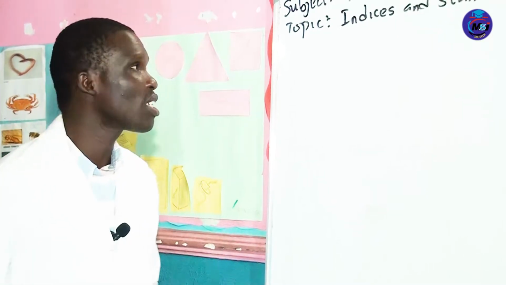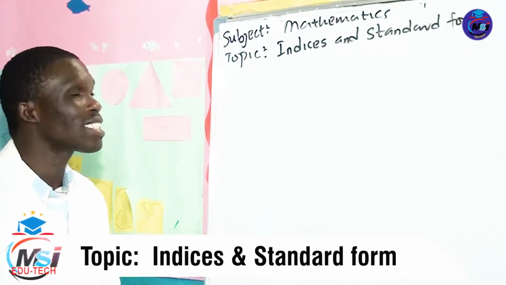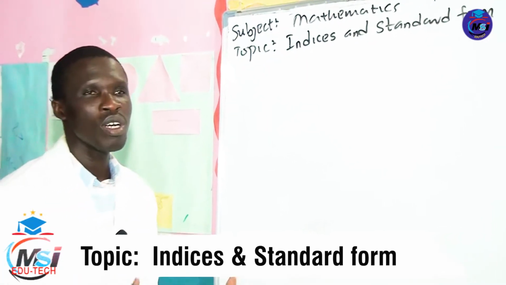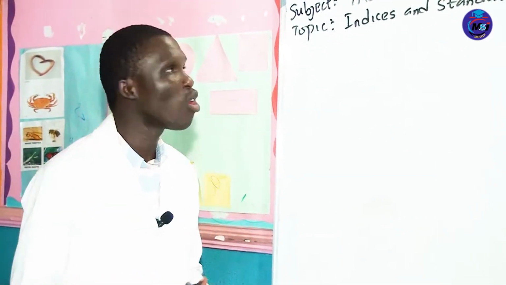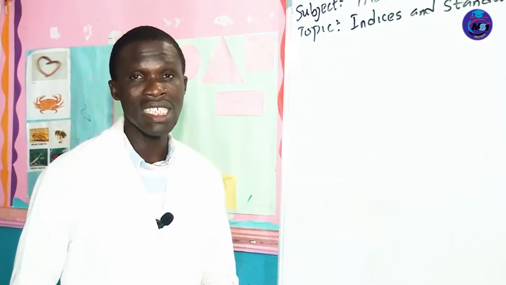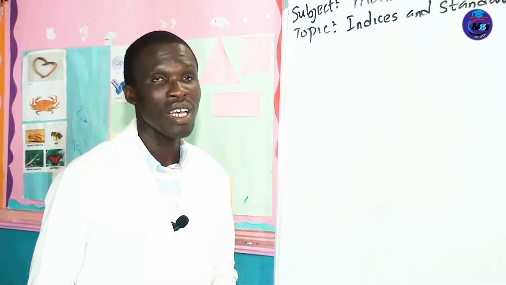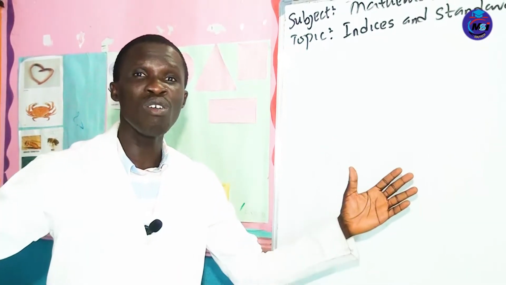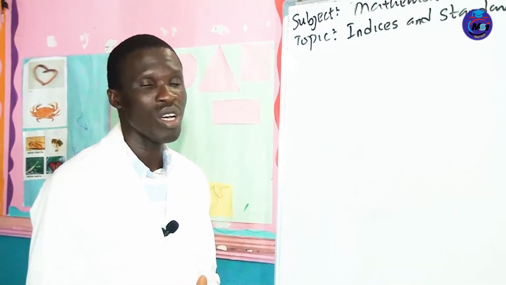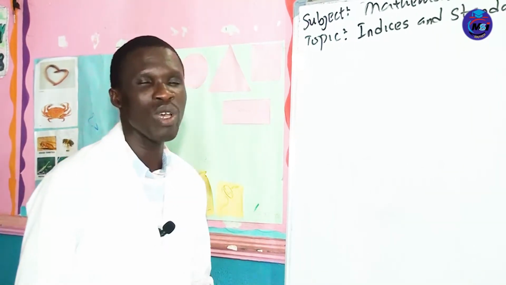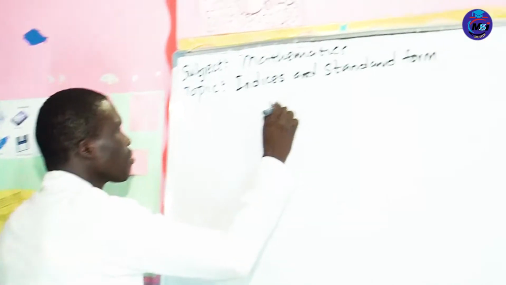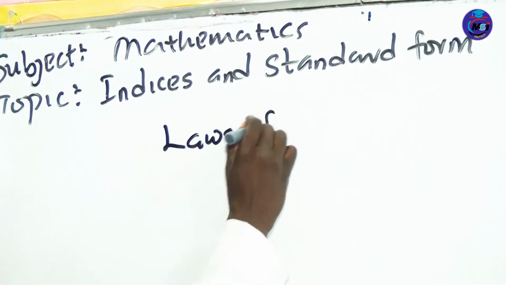Today we are considering another topic, indices and standard form. Under this, I'm going to give you about 6 basic laws we use in indices, and I'm going to explain standard form, how you can bring down long numbers into a standard form. So let's start with laws of indices.